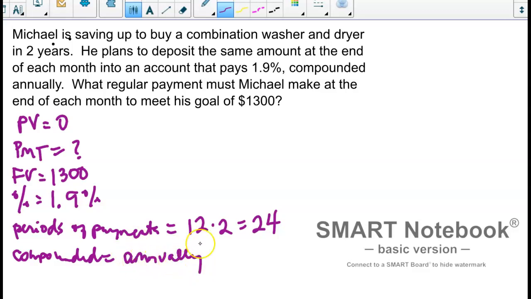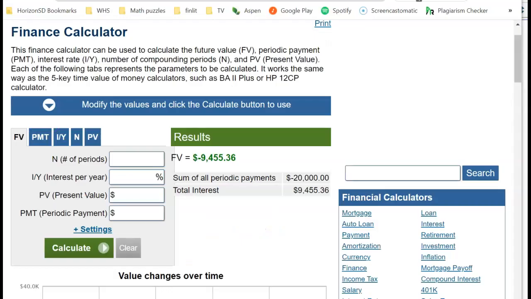Right? Okay, go ahead and enter that into the financial calculator and see what it comes out with. I'm using the other financial calculator link in Google Classroom here.